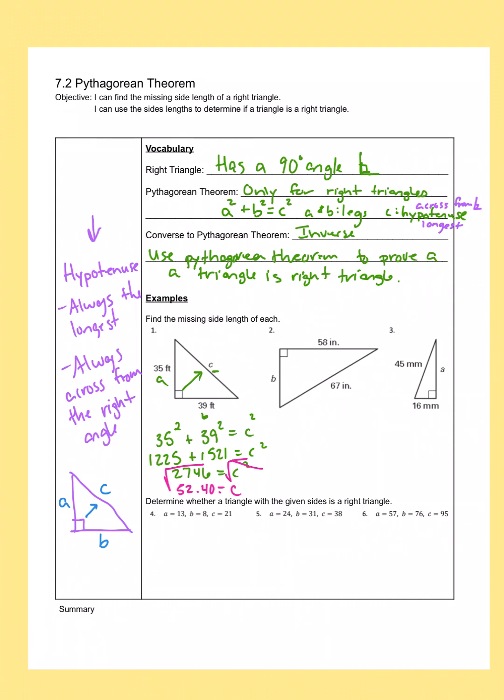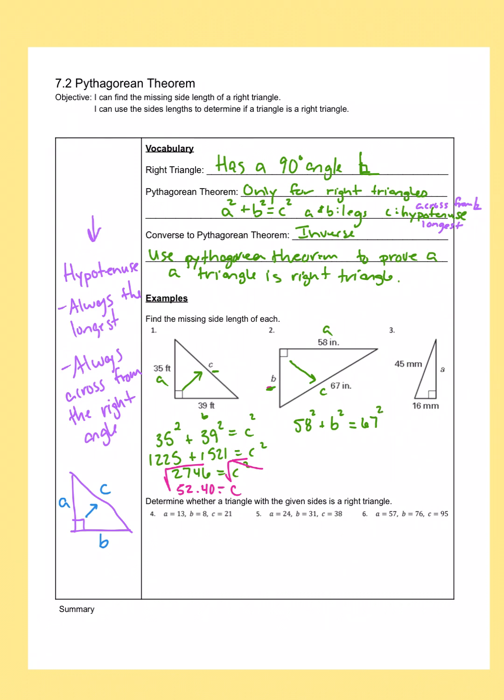We'll repeat for number 2, except for number 2, it is the side B that we're missing. Again, just in case we weren't told which one's A, B, and C, we know that the 67 is C because it's across from the 90. So we know that this is side C. And if they're calling this one B, then let's call this one A. So then I have A squared, and A was 58. So 58 squared plus B squared. We don't know B, so we just say B squared is equal to C squared. And it says C is 67, so that means that's 67 squared.